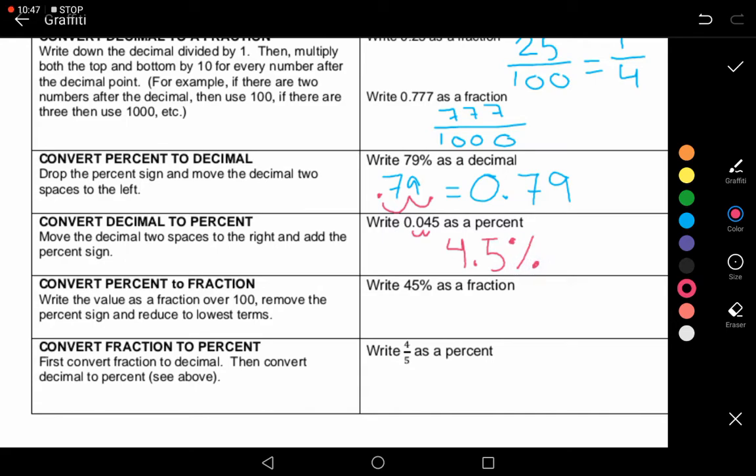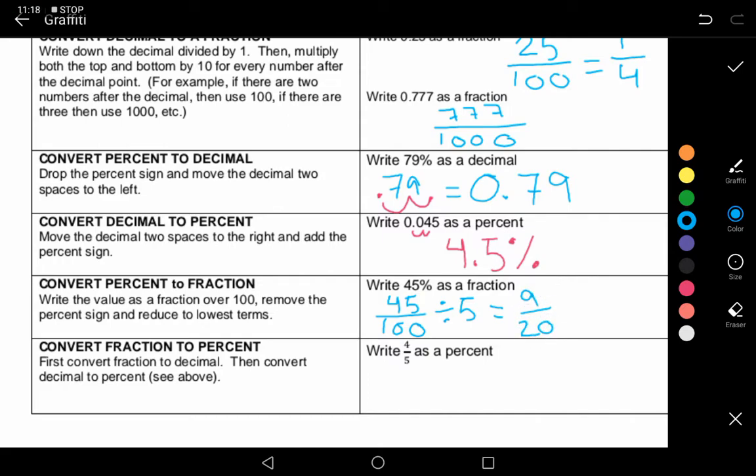Okay, very, very easy. Converting a percent to a fraction. So in order to do that, we need to write the value as a fraction over 100 and remove the percent sign and obviously reduce to lowest terms. So literally, again, very, very easy. 45% is the same as 45 over 100. Okay, and then we can reduce that. These will both divide by 5. So we can reduce this fraction to 9 over 20.